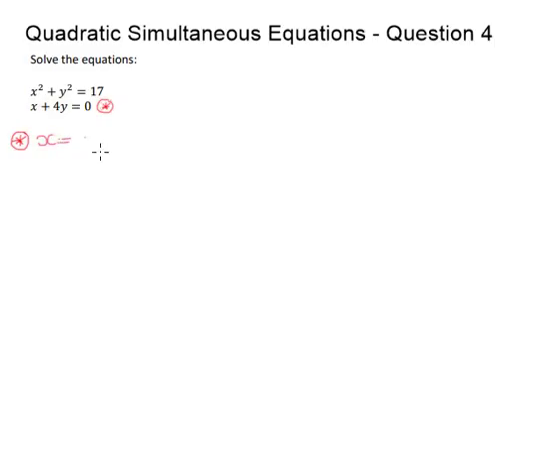So x in this case is going to equal minus 4y. Okay, I've moved the plus 4y to the other side and made it minus. So what we need to do now is substitute that value into our top quadratic equation. So instead of x squared, I'm going to have (minus 4y) squared. Be careful here that I've put this into brackets, mainly because everyone made a mistake here. And we're going to plus y squared, and that's got to equal 17.